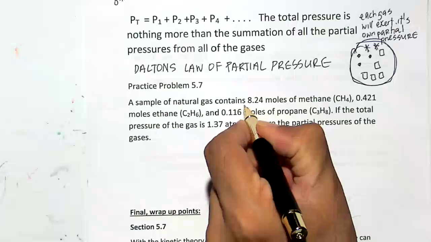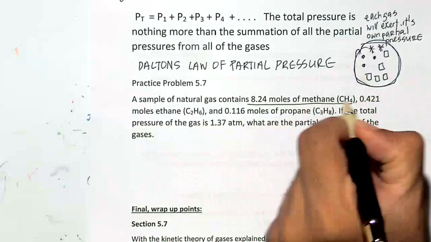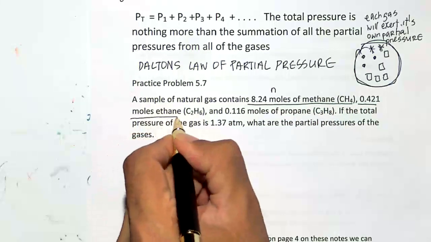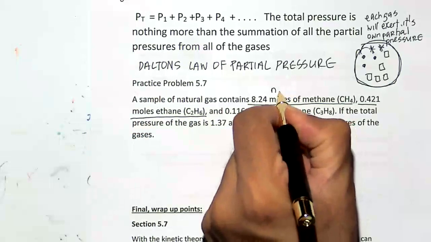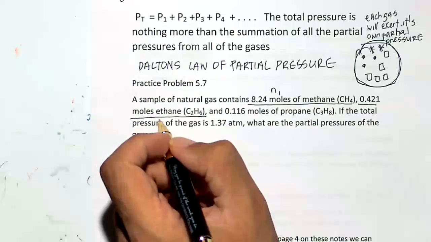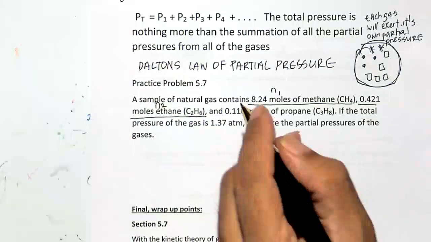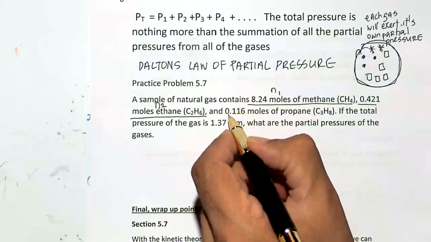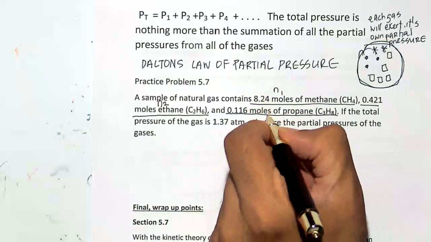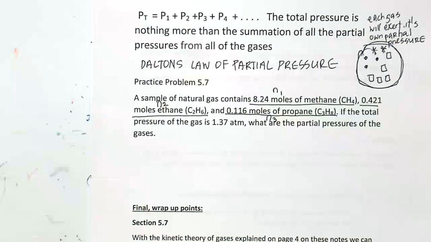So a sample of natural gas contains 8.24 moles of methane, CH4. This is the number of moles. The number of moles is N. 0.421 moles of ethane. So we'll call methane gas 1, number of moles of gas 1, methane, N1. 0.421 moles of ethane, we'll call it gas 2. Number of moles of gas 2, ethane, C2H6. And 0.116 moles of propane, C3H8. That's gas 3. The number of moles of gas 3, propane, is 0.116.